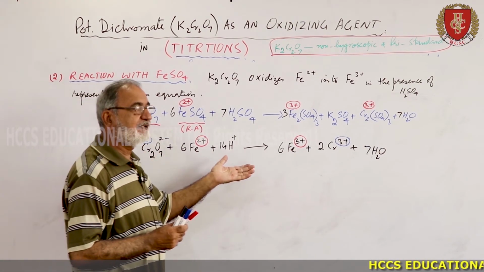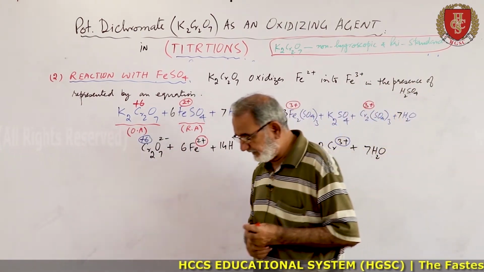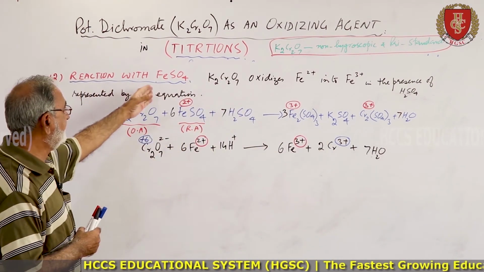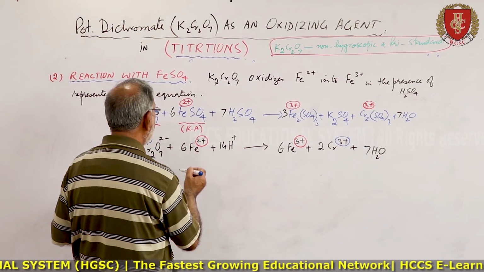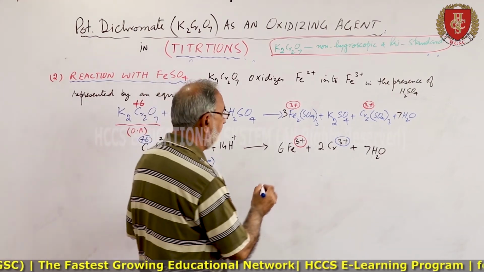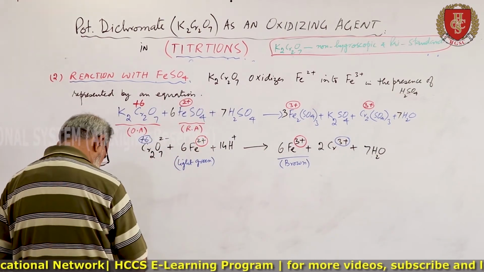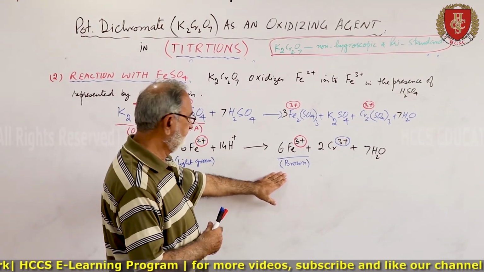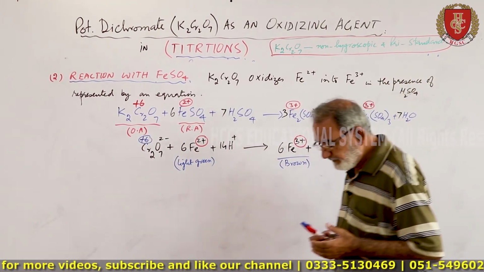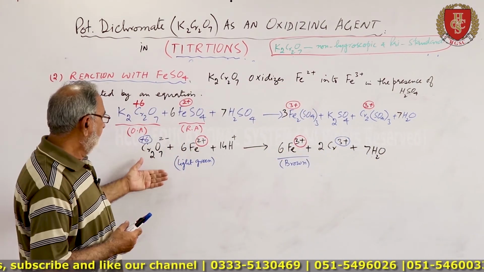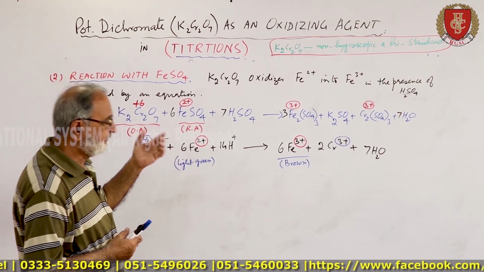So what will happen? In case of iodide titration, or in this case, in case of ferrous sulfate, this is light green in color and this is brown in color. So the green color changes into brown. You can guess that from the change in color. Similarly, we can also utilize it for oxidation in case of organic compounds, as we have shown in this reaction.